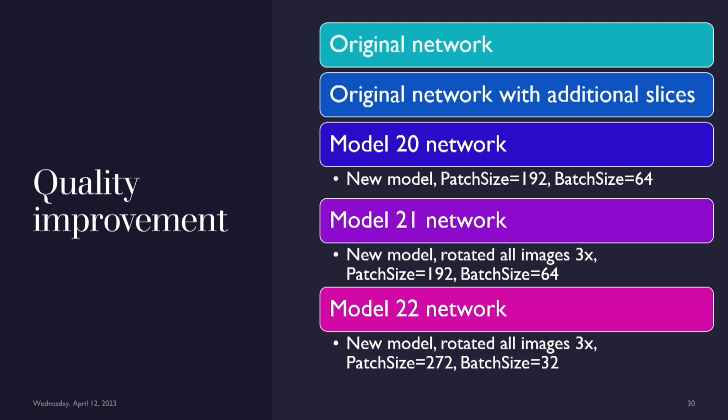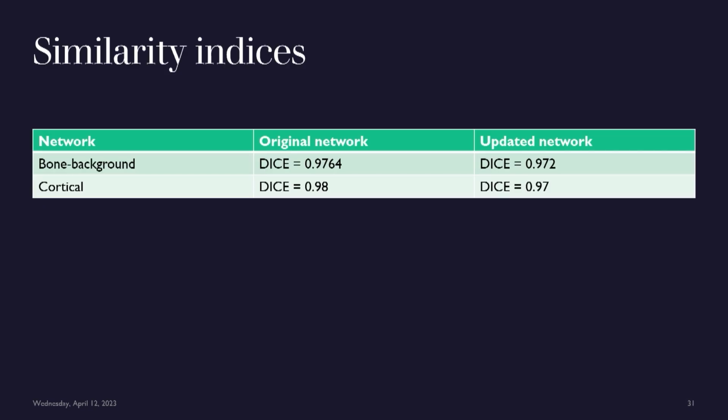We ended up, for both the bone to background and the cortical, with the specs for model 21 doing really well, and we decided to go with those. Looking at dice coefficients for the original and the updated, truthfully, the dice coefficient is just slightly lower. Again, these are phenomenal networks, but we're thinking it's because it was picking up more of the trabecular bone than we had originally put in there.